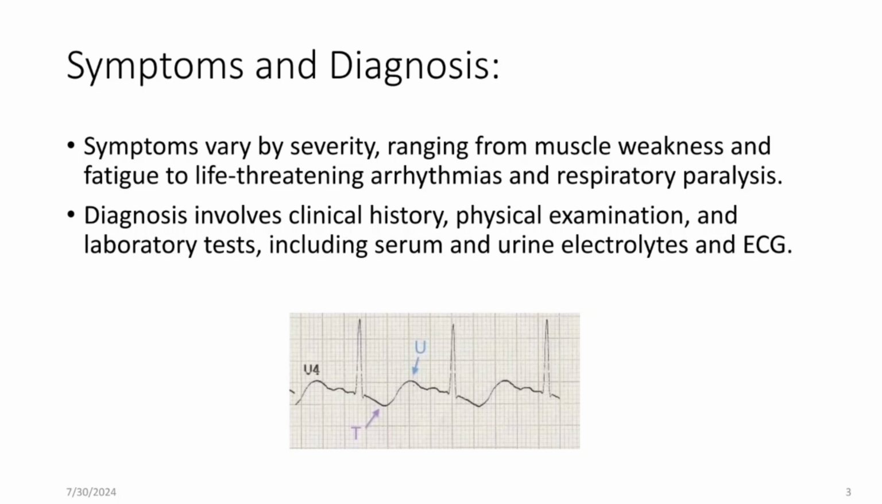On an ECG, as you can see on the diagram, you're going to see a prominent U wave, decreased T wave amplitude, depressed ST segment, and a prolonged QT interval. Initially, in the early phases, you may see T wave flattening, which is followed by ST depression and U wave emergence. PR and QT intervals may also be prolonged.